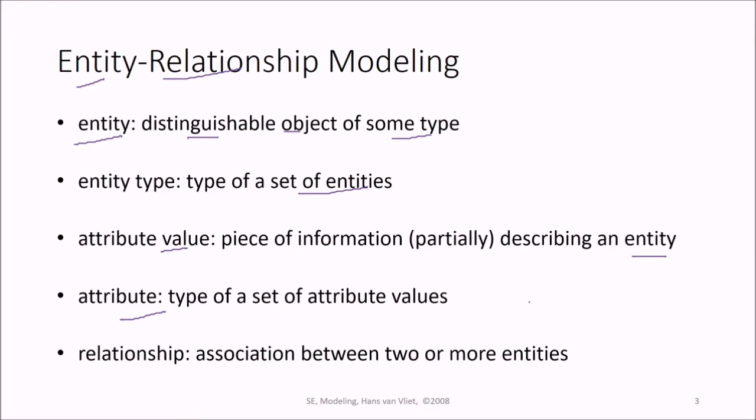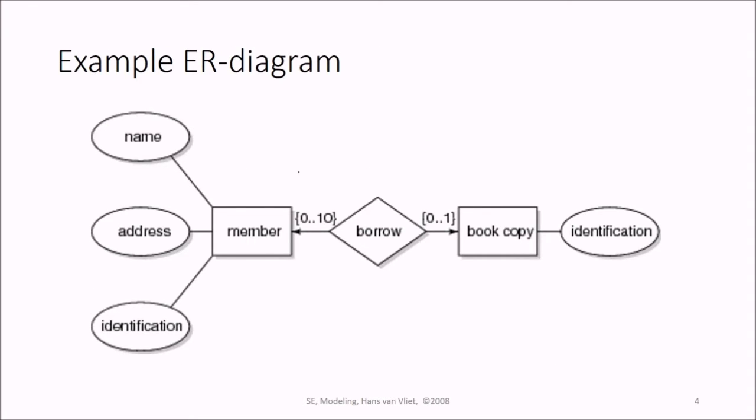Then the relationship, that is, we have now various entities. Every entity has been described by its attributes. This is entity 1, entity 2, and now the relationship between these two entities or various entities. So this is an example of an ER diagram. Member is an entity, book copy is an entity. Name, address, identification are the attributes of member, and book copy has an attribute identification. Now this member is related to book copy, and how it is related: one to many, many to one. So there are certain types of entity relationships also.